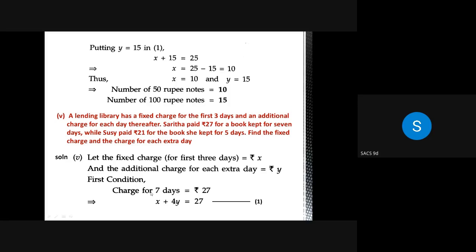So according to the first condition, the book was kept for 7 days, which means for 3 days, X rupees will be paid and the number of extra days is 4. So 3 days fixed plus thereafter 4 extra days are there. So 4 multiplied by Y. That extra charge is paid only for the extra 4 days. So x plus 4y is equal to 27 is the first equation.